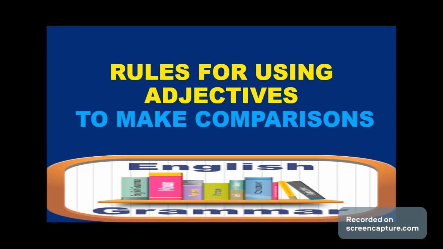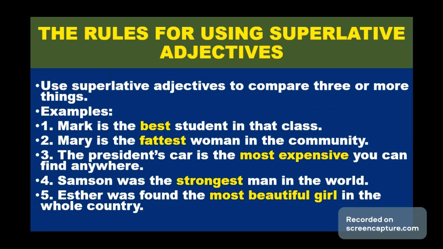You use the positive adjective to describe one thing. Use the comparative adjective to describe two things, and use the superlative adjectives to describe 3 or more things. Now let's take a look at some examples. 1, Mark is the best student in that class.